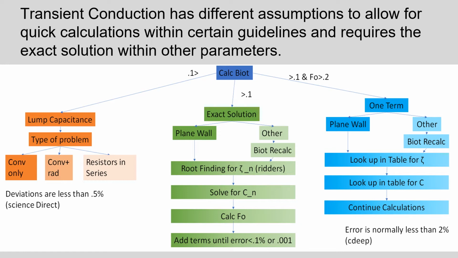With the exact solution, we have three different geometries in consideration: plane wall, spherical, and cylindrical. With each of those, we need to understand the Biot number related to the problem. With that Biot number, we find the roots of the zeta equation. Then we solve for the C values, and then we put those into the multi-term summation equation to calculate for either Fourier's number or the final temperature, whichever we choose. And then we keep adding terms until our error is within an acceptable amount.